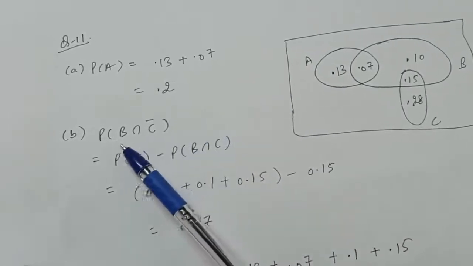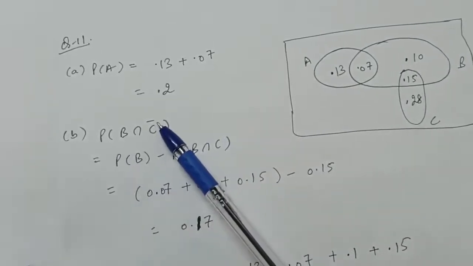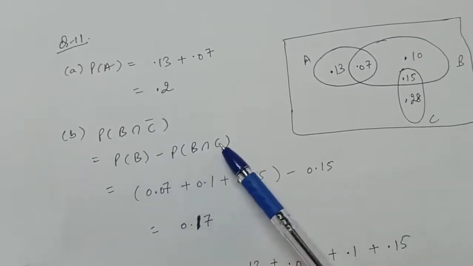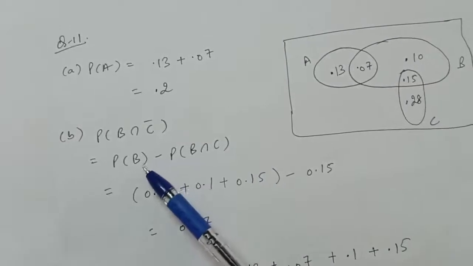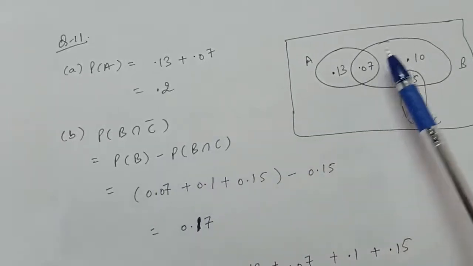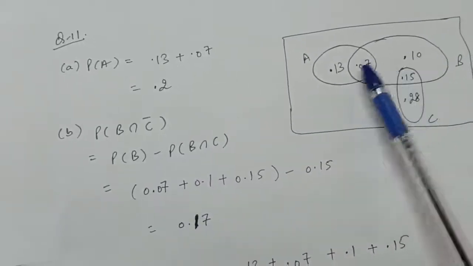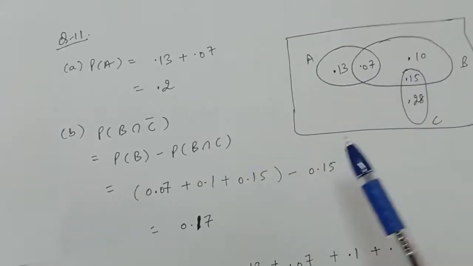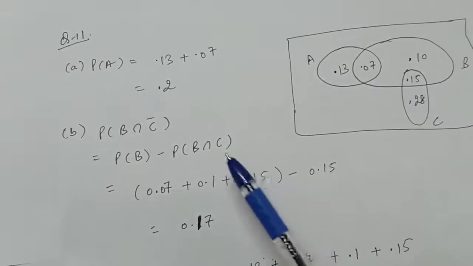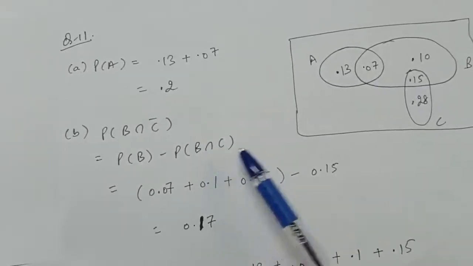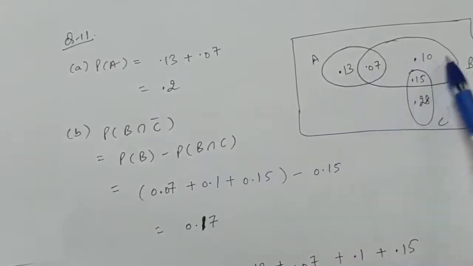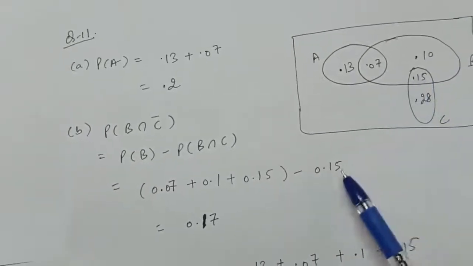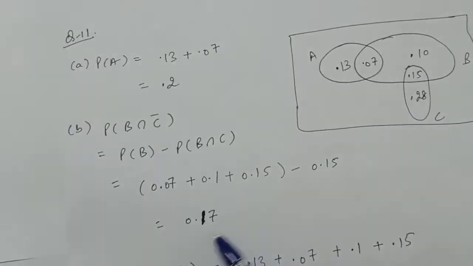Part B is probability of B intersection C complement, that is probability of B minus probability of B intersection C. Now probability of B includes all of these, so add 0.07, 0.1, 0.15 for the probability of B, and probability of B intersection C is, see this is B, this complete is C, intersection is this part 0.15, right? So you'll get the answer as 0.17.